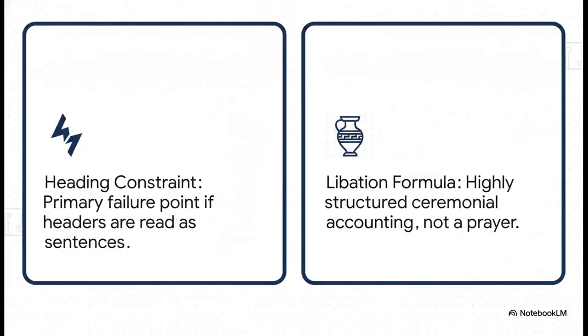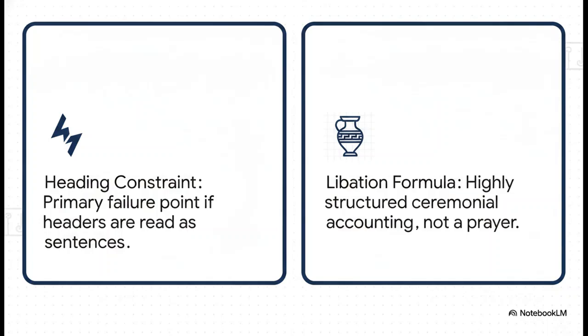Understanding this layout perfectly explains the famous libation formula. Now, for years, experts kept finding these repeating symbols on religious items and naturally just assumed they were reading a magical spoken prayer. But under the THD model, it's not a spoken prayer at all. It's a standardized, highly structured receipt for ceremonial offerings.